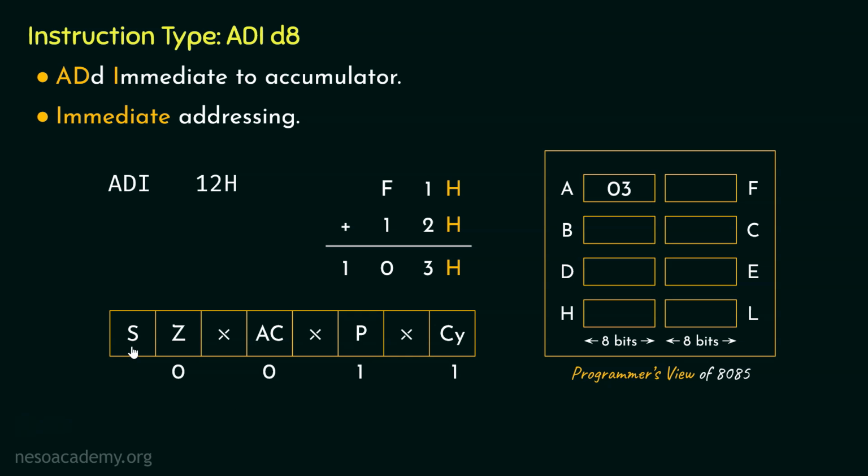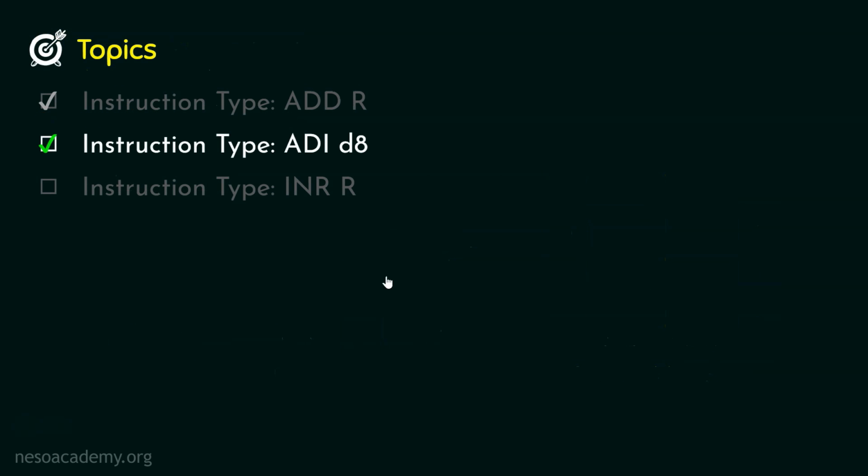And now what about the S flag, that is the sign flag? Notice the content of the accumulator, 0, 3. Now 0 of hexadecimal is 4 zeros in binary. Clearly, the most significant bit in the accumulator is 0. Therefore, the sign bit will also be reset to 0. So as you can see, this is how all the different contents of the flags register will be affected after any operation is performed and the result is stored inside the accumulator register. So that was all about the instruction type ADI D8.